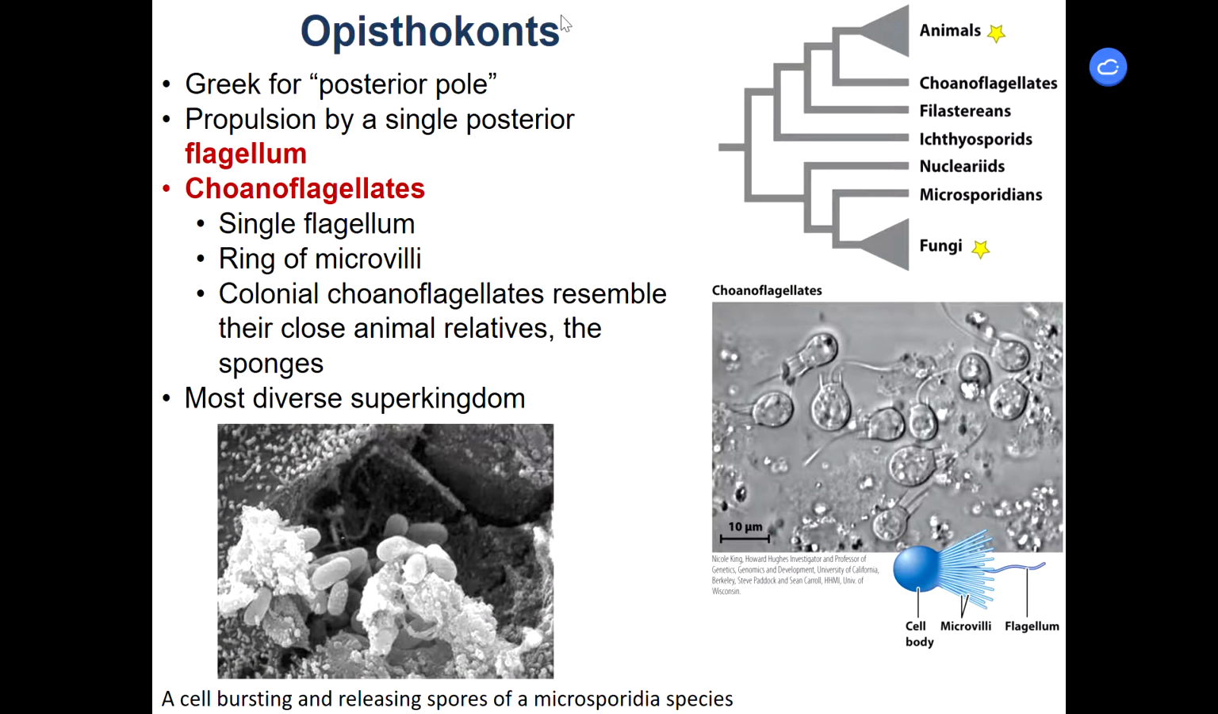So our first group are the opisthecons, or opisthokonta. Opisthokont is Greek for posterior pole. So the major defining characteristic of opisthokonts is that they have a single posterior flagellum. If we look at choanoflagellates, they all have a single posterior flagellum that helps them move and swim through their environment.